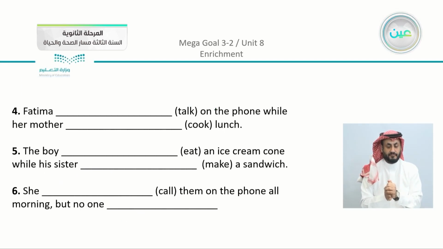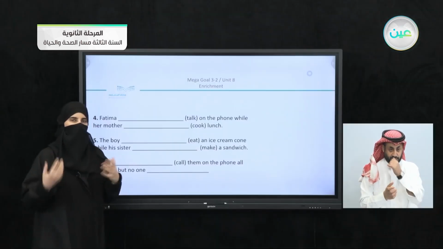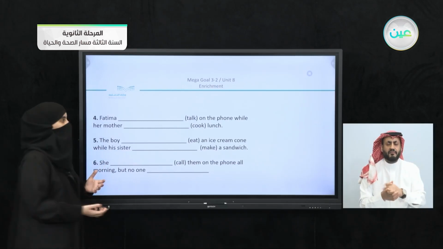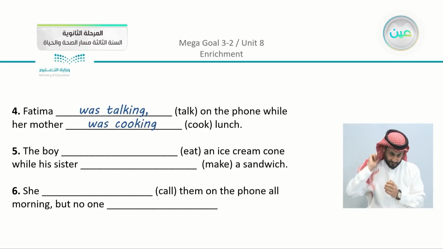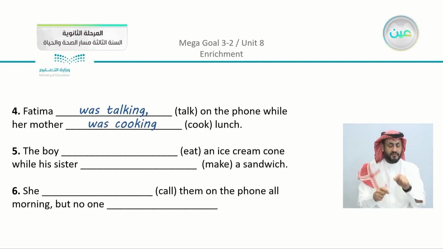Moving on to the second part of our exercise, we have number 4: Fatima blank talk on the phone while her mother blank cook lunch. Let's imagine what Fatima was doing. She was talking on the phone while her mother, now we have the word while, so imagine again the situation, while her mother was cooking lunch. So two actions were happening at the same time.